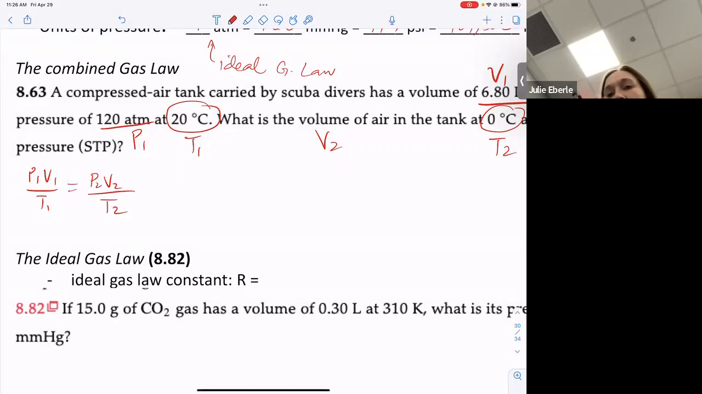We're solving for V2, so let's rearrange our equation. I want to cross multiply by T2 and cross divide by P2. So that will all cancel on my right side, and my new equation is T2 over P2 times P1 V1 over T1. There's my equation.